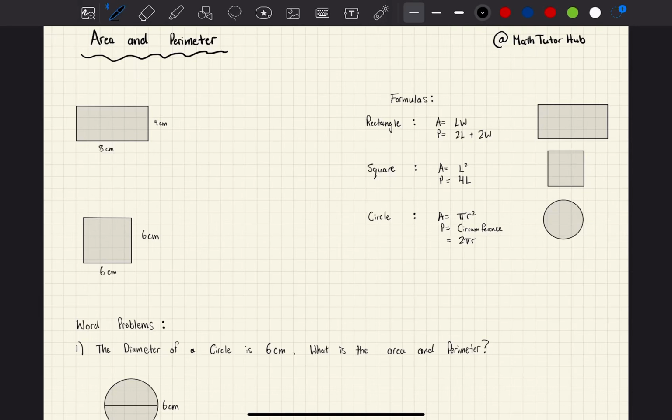Today we're going to be going over area and perimeter, specifically of rectangles, squares, and circles. Follow along to go over some examples and how to solve for these types of problems.